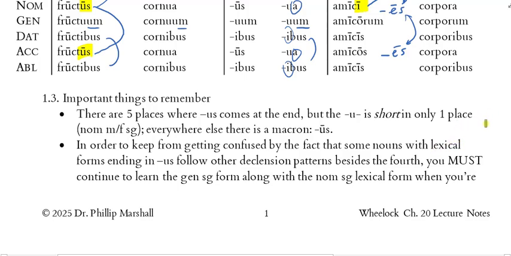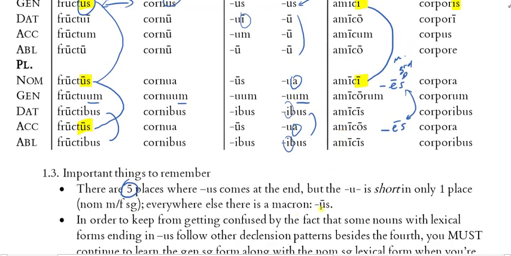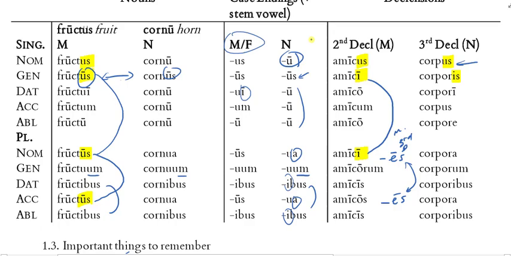A couple of other things that I want to point out here that I want you to remember. There are five places where a -us comes at the end. Five places. But the u is short in only one place: the nominative masculine singular. Everywhere else, there is a macron on the u. Okay, so here I want to just look at the case endings. When I highlight here, I'll highlight in blue all the places where we have -us.